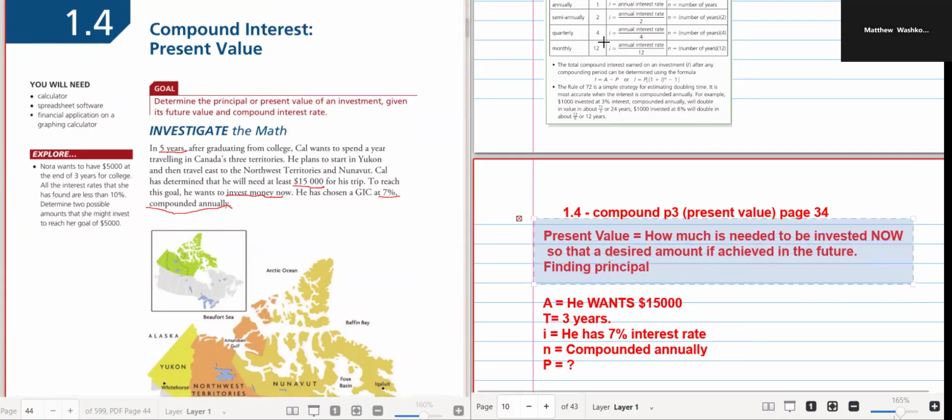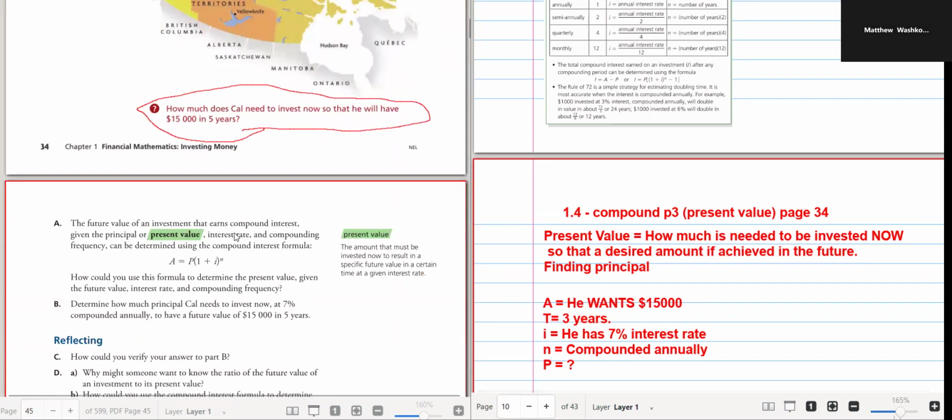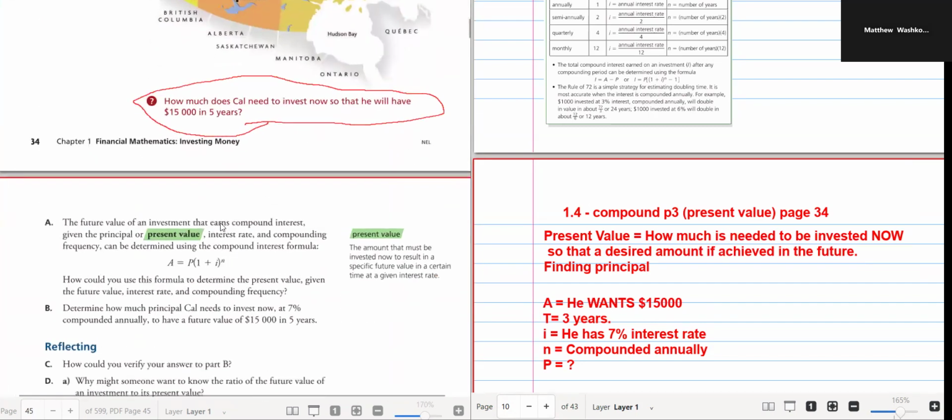Basically, we're finding things other than the investment. Sometimes we'll have to find the number of years, sometimes we'll have to find the interest rate, but it's finding things other than the investment. So that's the concept of this, and what we do is find this using this formula here.